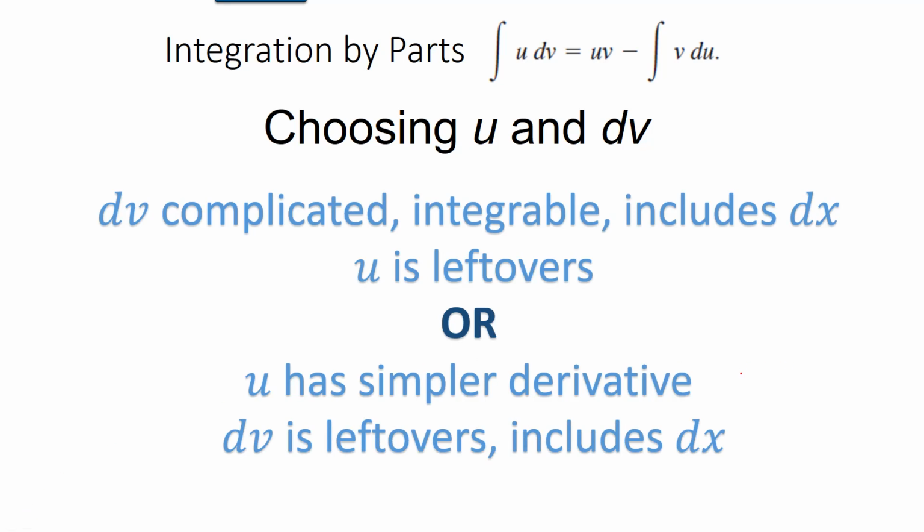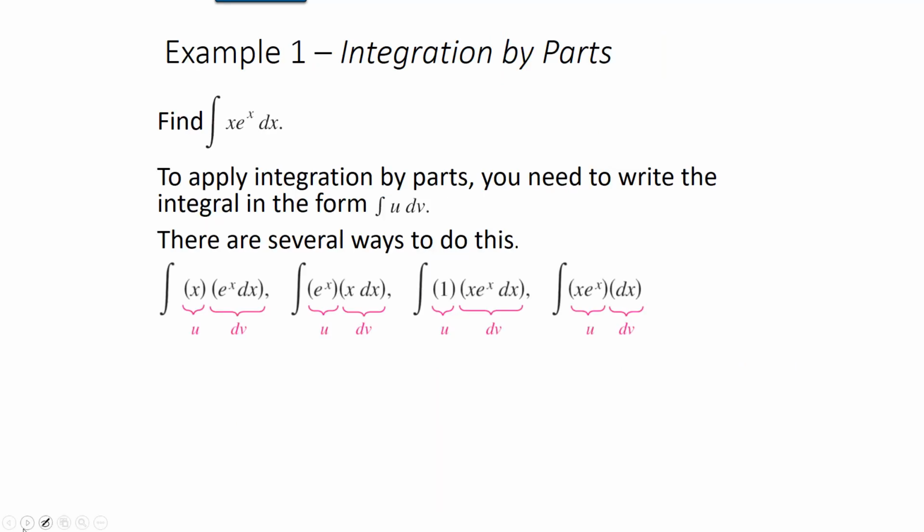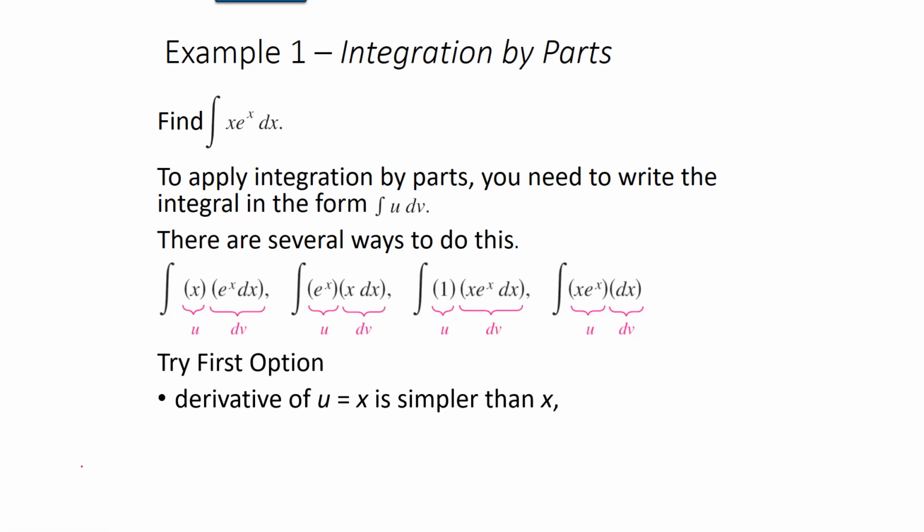What I mean by simpler is, for example, if in your original integral you have an x cubed and you pick u to be that, notice that du would be 3x squared, which is slightly simpler than x cubed because it's a lower degree. So back to the list of options we had for finding the integral of x e to the x dx, we can probably decide to use the first option because we want the derivative of u to be simpler than u itself.